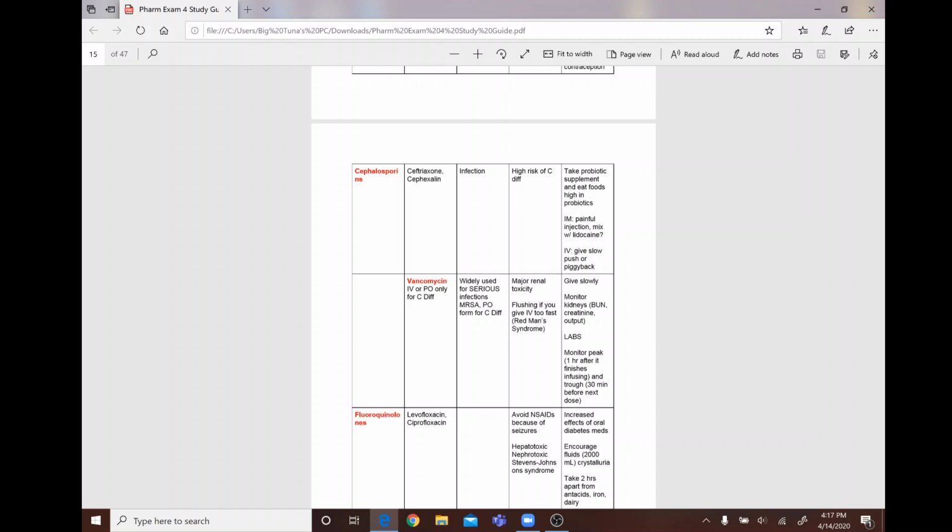What are the major side and adverse effects of vancomycin? Major renal toxicity and then flushing if you give IV too fast, which is like red man syndrome. So, when we give it IV, how are we going to give it? Slowly.